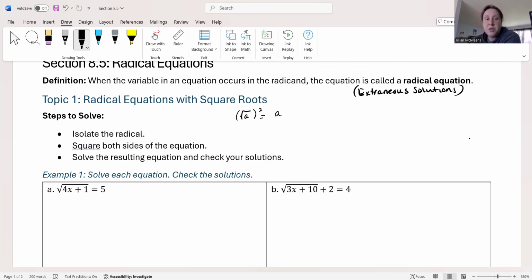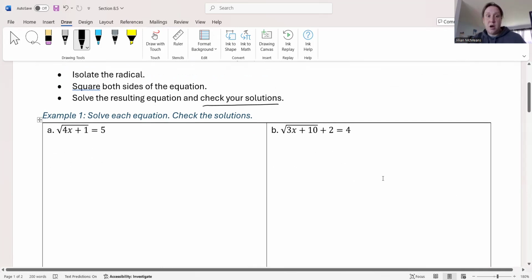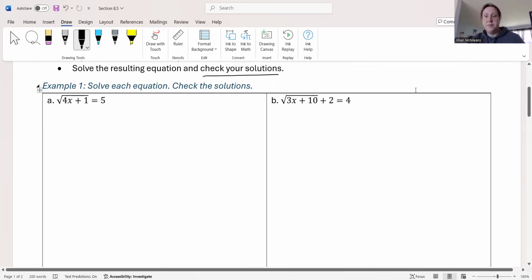And then solve the resulting equation and make sure to check your solution or solutions, okay? You could have a situation where you have two solutions. So once we isolate the radical and then remove the radical, you're going to be left with either something linear or quadratic, okay? And you want to solve that so you have either one or two solutions, but always check your solutions, okay? So let's look at example one. So example one says solve each equation, check the solutions, okay?